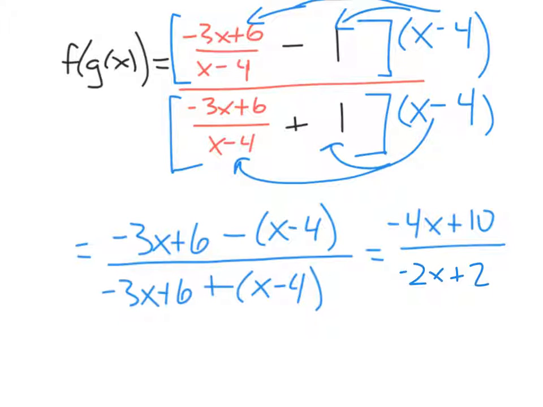Okay, so can we do anything else? Now we could factor something, right? So what did you want to factor there? 2. So it takes a 2 out of the top, and you get negative 2x plus 5. And then take a 2 out of the bottom, and get negative x plus 1.